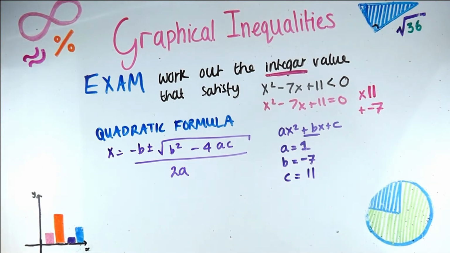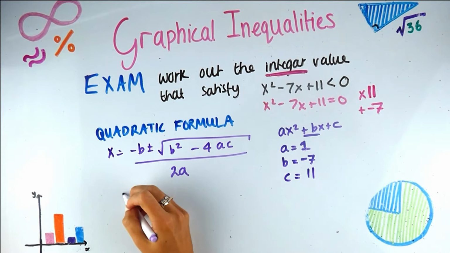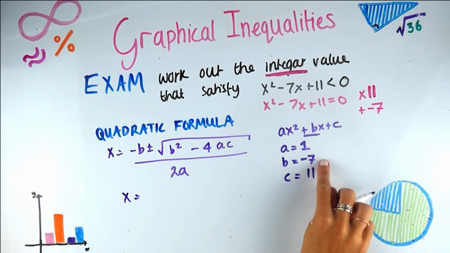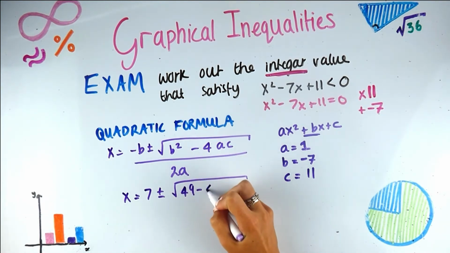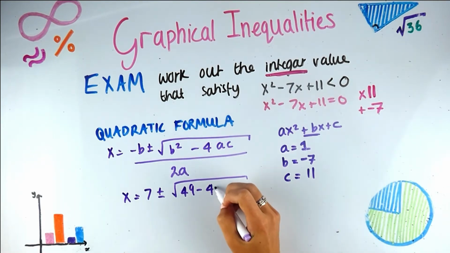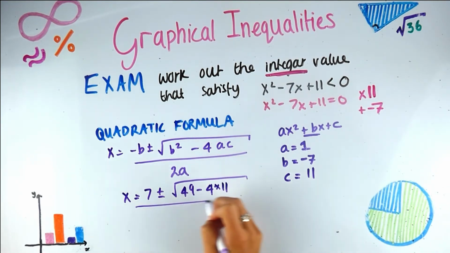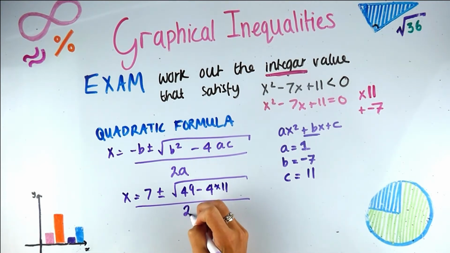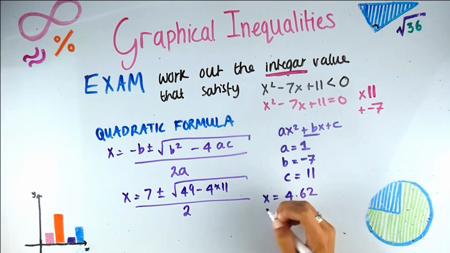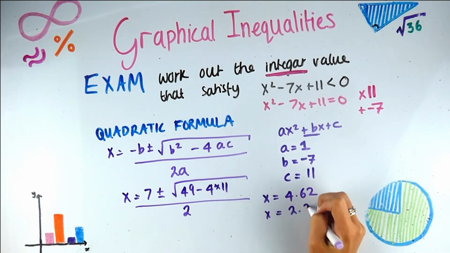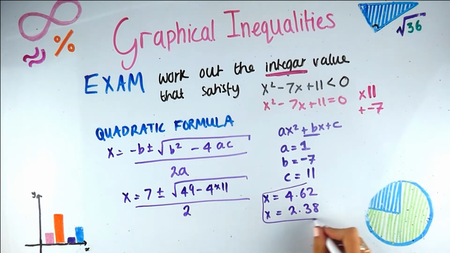So now all we have to do is substitute these numbers into here. So x equals minus b, so minus minus 7 is 7, plus or minus the square root of minus 7 squared, which is 49, minus 4 times a, which is just 1, times 11, all divided by 2 times a, 2 times 1, which is 2. Okay, so if I put that into the calculator, the answers I get are these. And this is why you can't factorise it, because you end up with decimal numbers. So these are the solutions I've got.